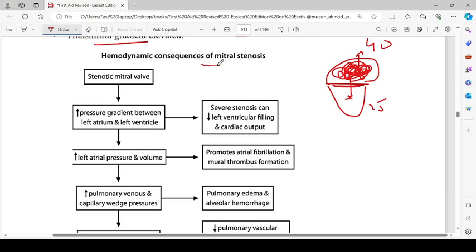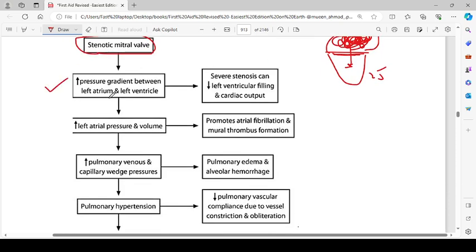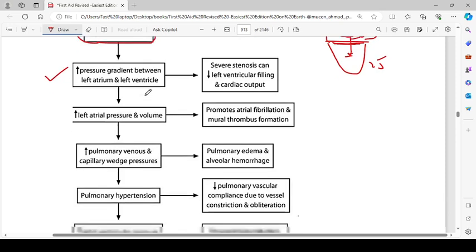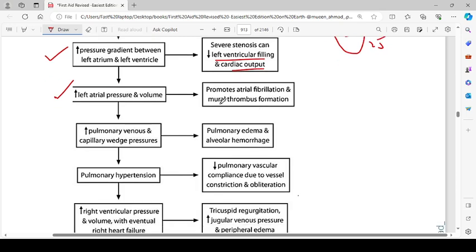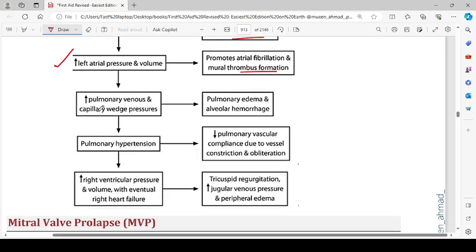Hemodynamic consequences of mitral stenosis. Firstly, a stenotic mitral valve will cause an increased pressure gradient between the left atrium and left ventricle. Severe stenosis can decrease left ventricular filling and cardiac output. This increased pressure gradient can lead to increased left atrial pressure and volume, which promotes atrial fibrillation and mural thrombus formation. Increased pressure and volume of the left atrium causes increased pulmonary venous and capillary wedge pressure, which can cause pulmonary edema and alveolar hemorrhage.